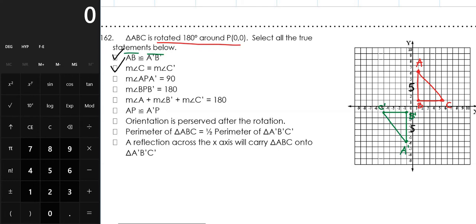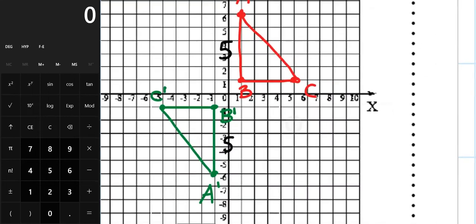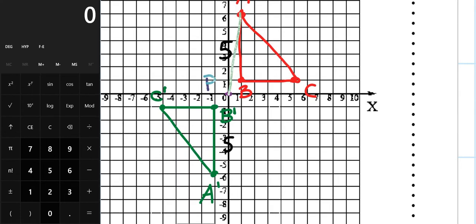Third choice, the measure of angle A, P, A prime. Okay, so we're connecting A to P to A prime. Let me take a look. So A gets connected to P. Now remember what P is. P is that center of rotation, 0, 0. So A to P, and then A prime to P. So A, P, A prime.